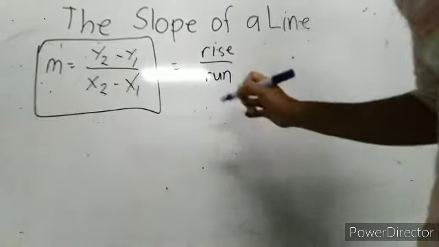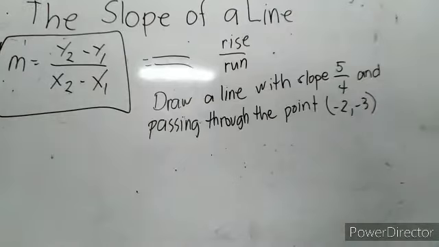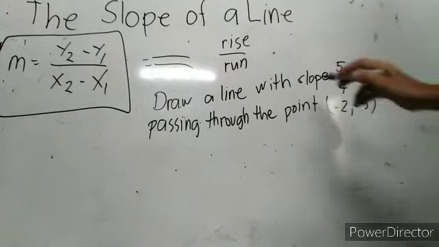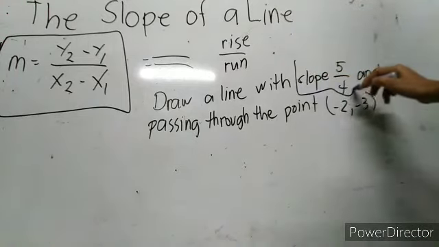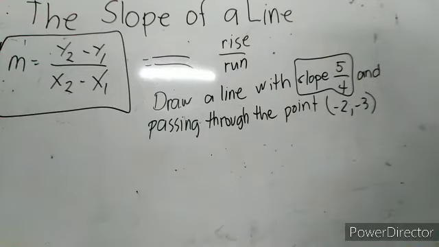So rise over run. Okay. So I will ask. So I have here an example. Draw a line with slope 5 over 4 and passing through the point negative 2, negative 3. So what if given na to ang slope? May natay given na slope which is 5 over 4 and mo pass through siya sa point na negative 2 and negative 3. We are going to draw a line down.